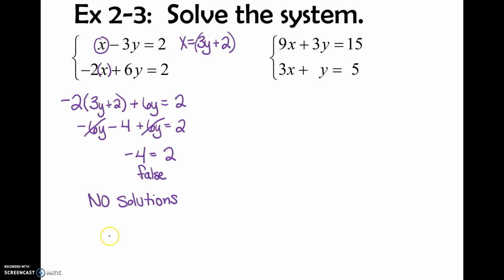All right. Basically, this means that there are two lines that have the same slope. They're parallel. They are never going to meet. So there are no XY combinations that would work for both of them. Now let's try this next one.